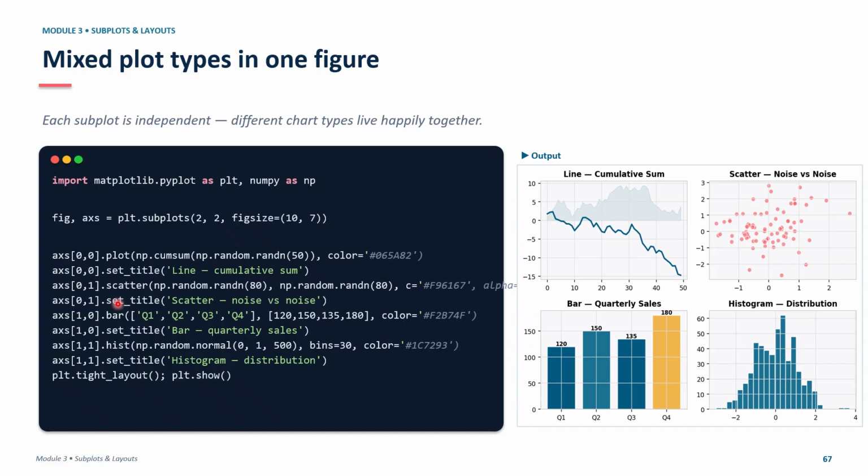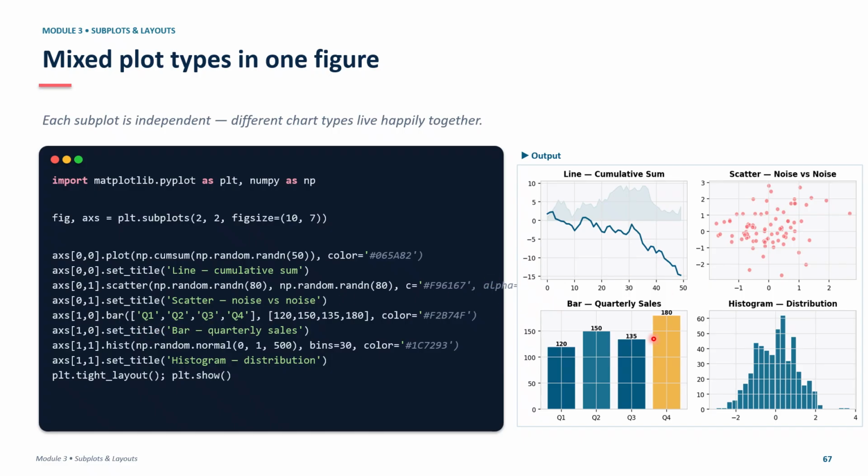Now let us make the scatter plot on axes 0 comma 1. This has got noise versus noise. There are 2 independent normal distribution variables, one called x and the other y. And this shows what no correlation looks like. You can give it a transparency, coral red color, with alpha given as 0.6. So you can make this scatter plot.